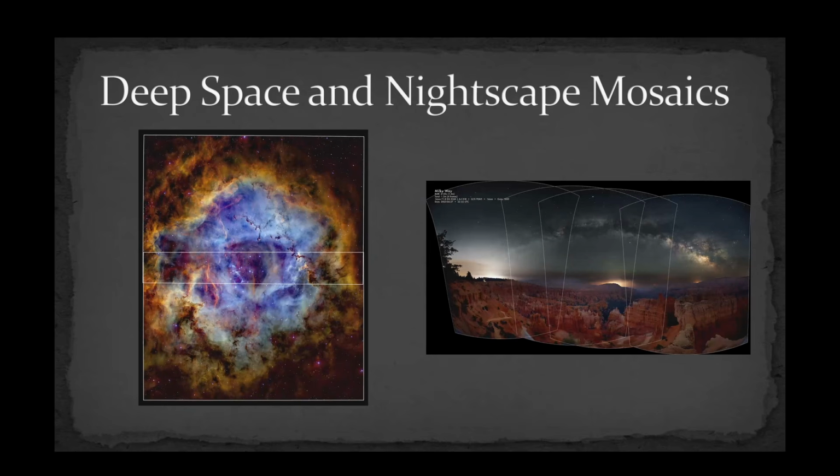So let's talk a little bit more about mosaics. There are 2 types of mosaics that are handled in PiMagic Studio. Deep space mosaics, such as the rosette on the left, and nightscapes or landscape panoramas, which is what we can see on the right. And it turns out that these work best with 2 different mosaic assembly methods, and that's the one change that you'll see in the user interface.